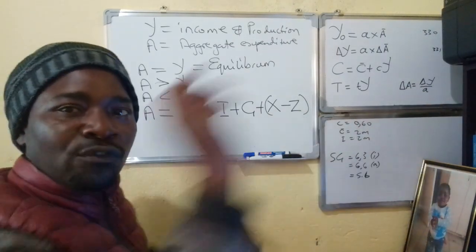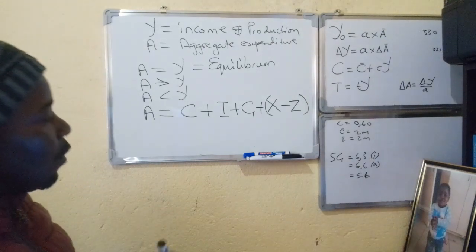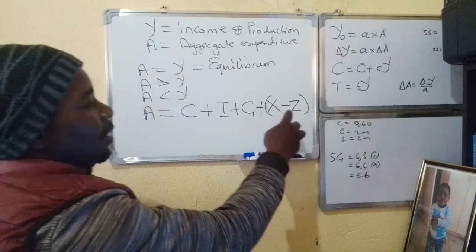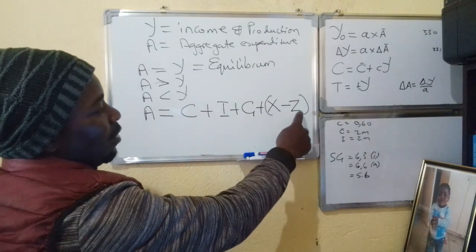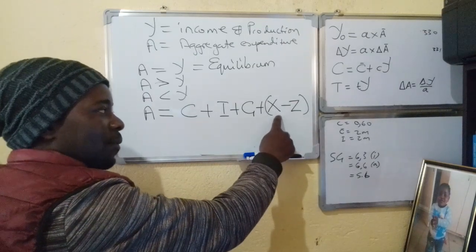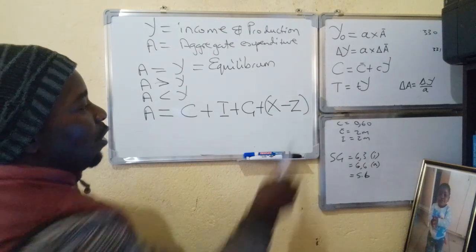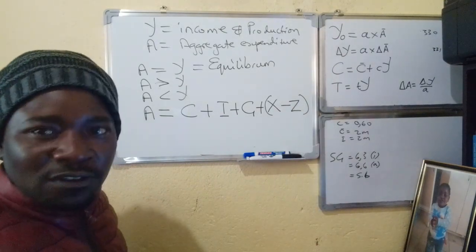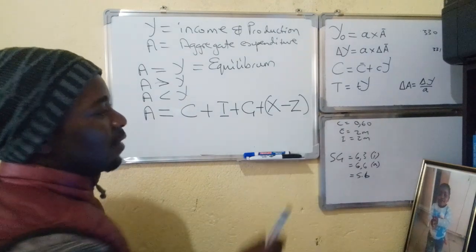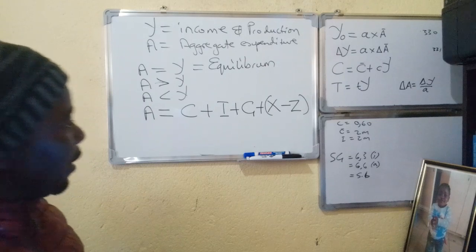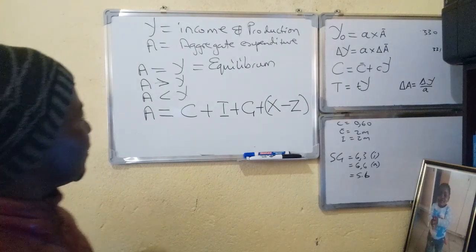And then imports are when we spend our money outside the country. We purchase goods from outside the country. These two, we always minus them. Sometimes exports can be bigger than imports, or imports can be bigger than exports. We call this whole bracket net exports, because it's exports minus imports. What we are remaining with, we call net exports.